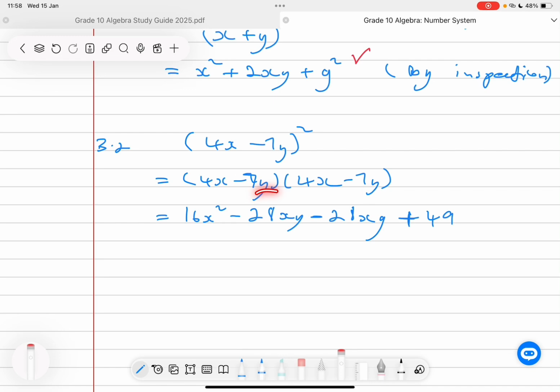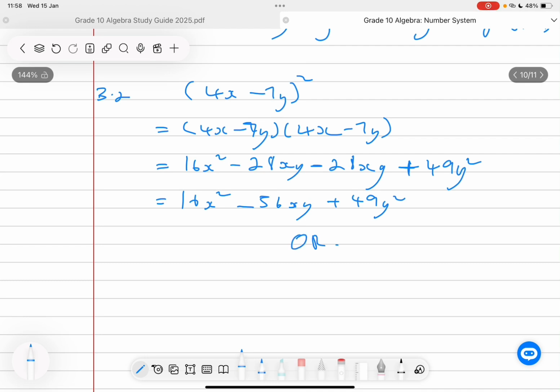And then the y and the y will give me a y squared. Now here we have like terms, and these two actually give me a negative 56xy, and then the last term will be 49y squared.